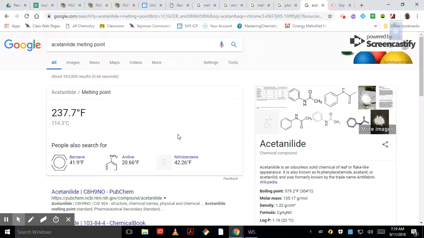So let's say you got some dirty acetanilid, 114.3. Probably start melting, maybe 105, 106 if it's really dirty. And it may melt over a range of 106 to 117. Whereas if you got nice clean acetanilid crystals, we'd expect it to start melting probably around 113 or so.